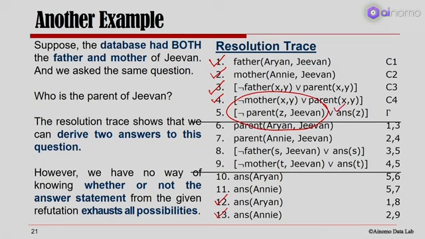Now, the resolution trace shows that we can derive two answers to this question. However, we have no way of knowing whether or not the answer statement from the given refutation exhausts all possibilities. Are there more answers? There is no way of knowing whether there are more answers or not.